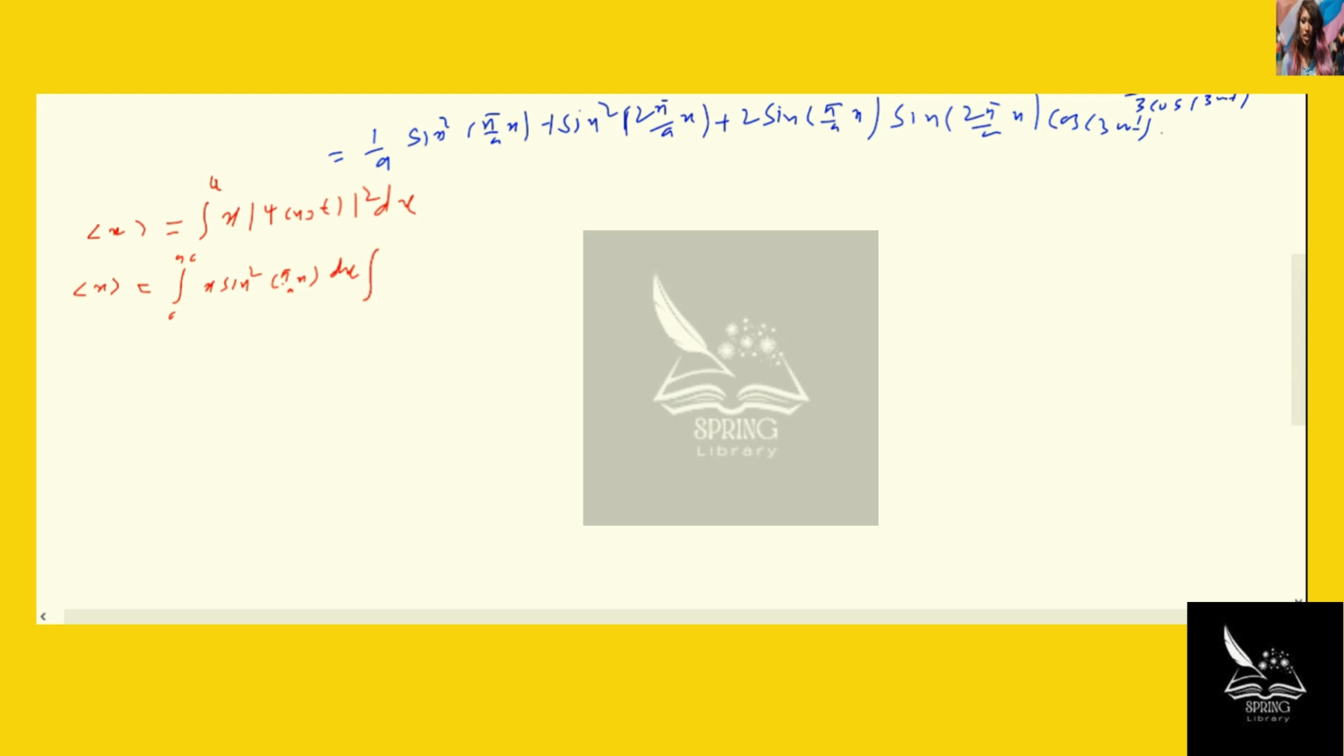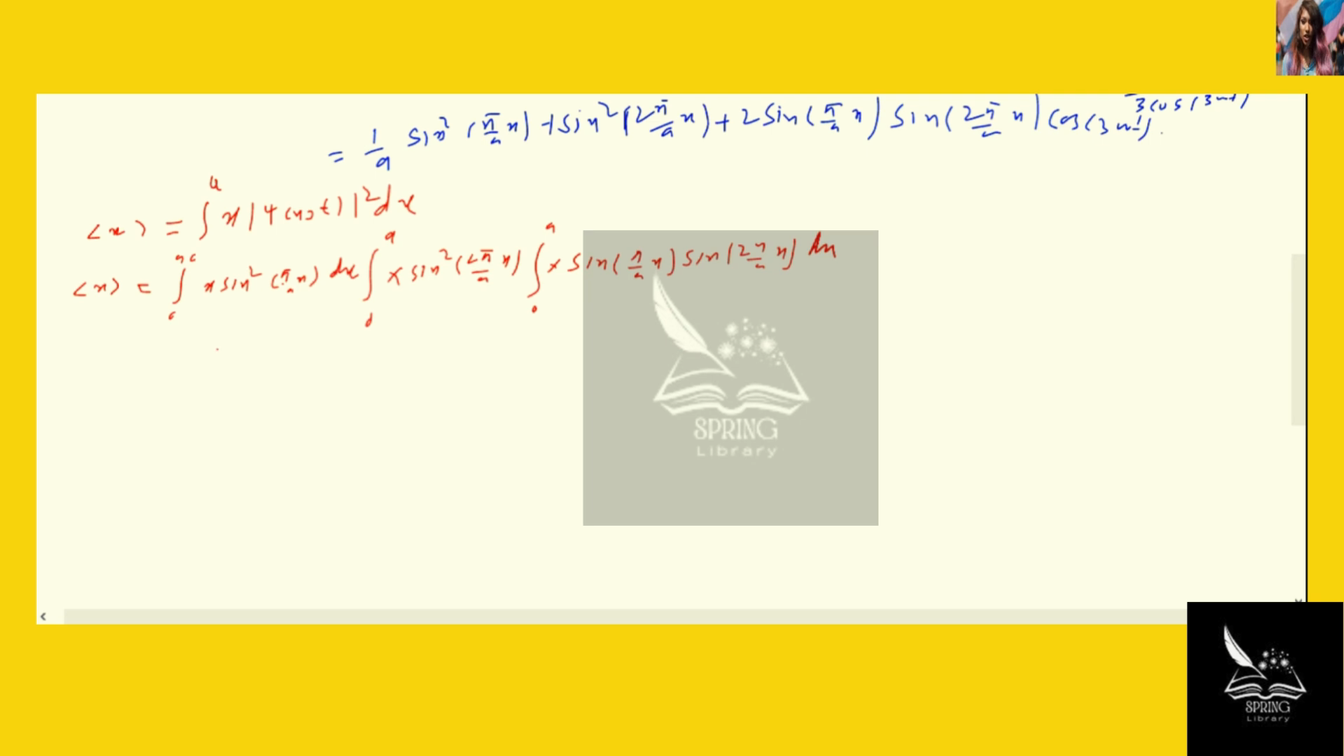Into the integral from 0 to a of x sin squared (2 pi by a x) into the integral from 0 to a of x sin (pi by a x) sin (2 pi by a x) dx. So to solve such a lengthy integral is a difficult process, so we break it up and solve it.